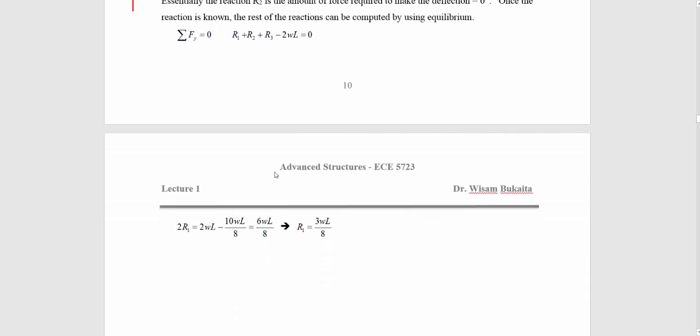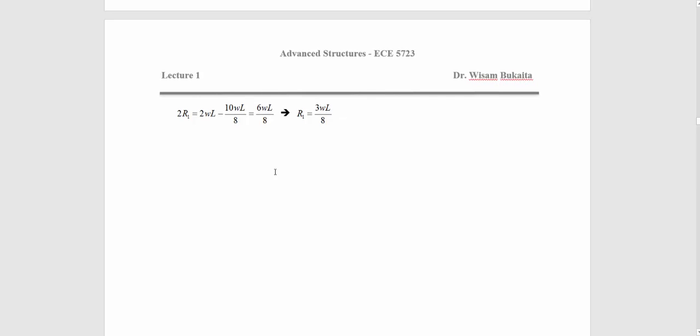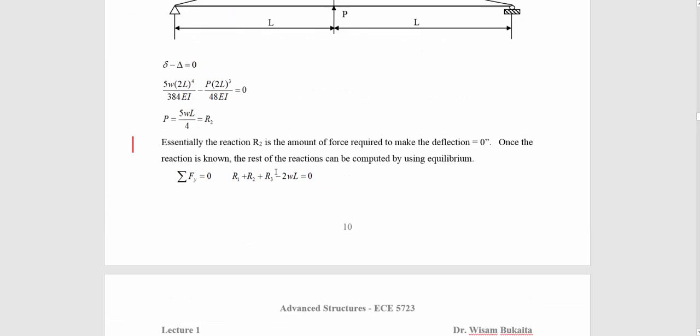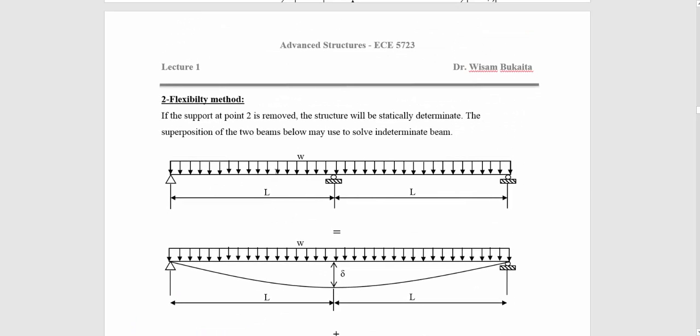In the next lecture, we'll talk about statically indeterminate structures to the second degree. This example is for an indeterminate structure to the first degree, or indeterminacy equals 1. So the next lecture will talk about structures with more than 1 degree.